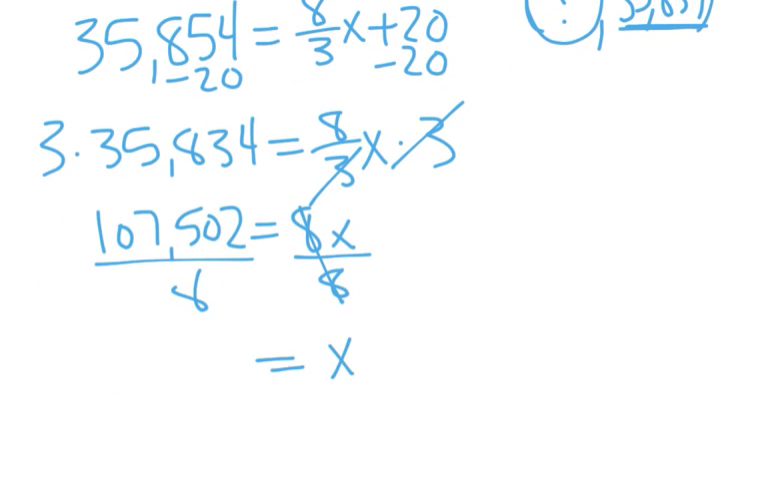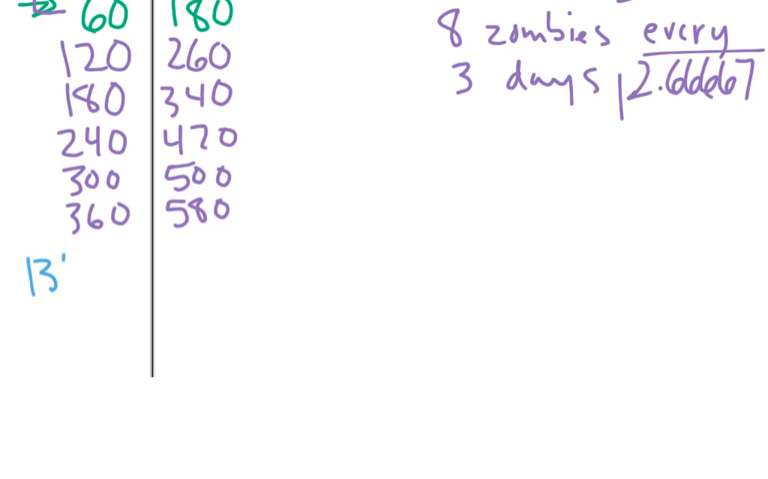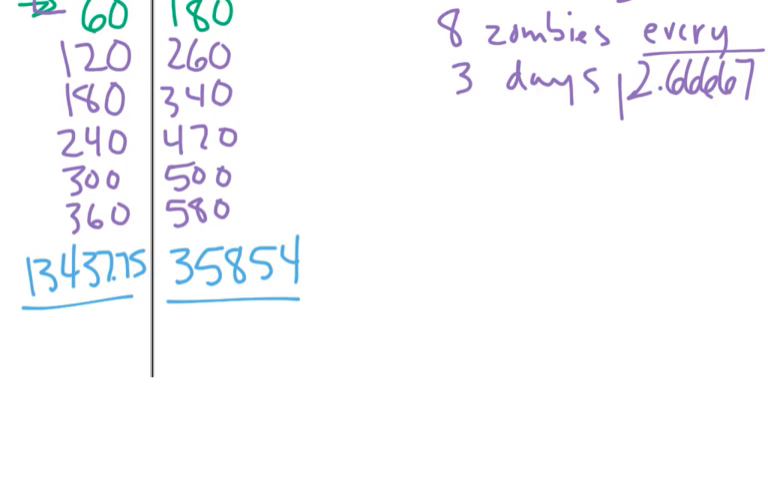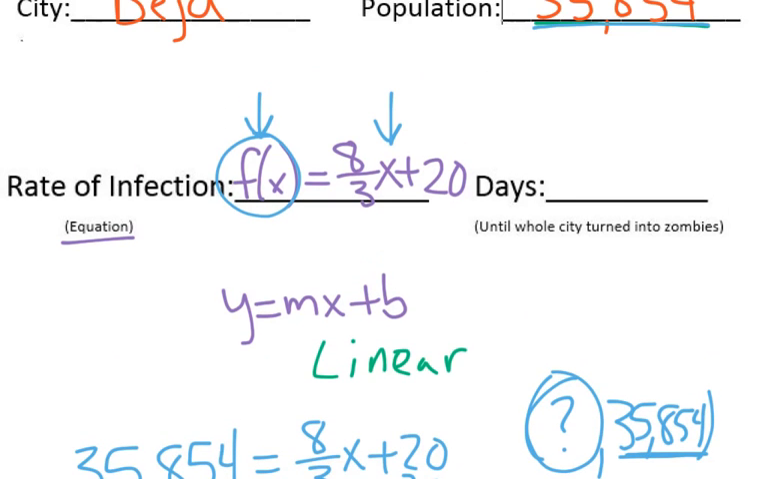And this is going to tell me how many days. So it's 13,437.75. So, almost 13,438 days. So in my table, that's what I've got. 13,437.75 gives me 35,854. That's when everybody is turned into a zombie. So, that's how many days we put up here.